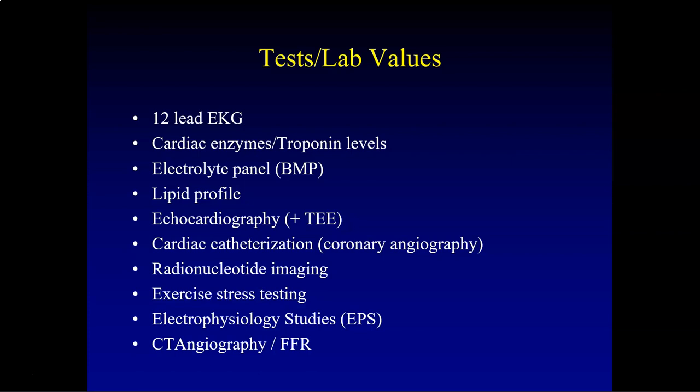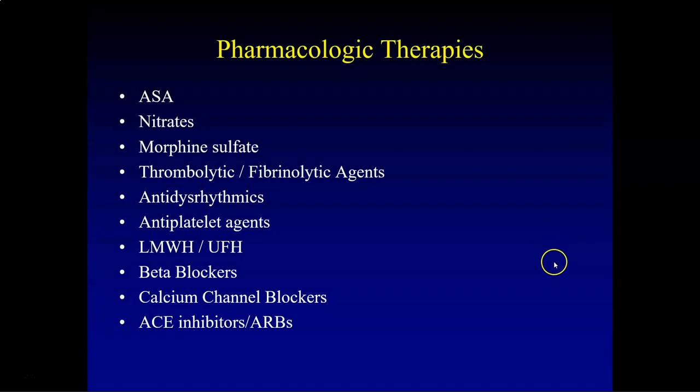A TEE, a transesophageal echocardiogram, is essentially a procedure where we get a much, much, much better echocardiogram. With cardiac catheterization, we'll talk about that. Radionucleotide imaging, we'll definitely talk about that and even get to see a little bit of it. Exercise stress testing, electrophysiology studies, and CT angiography.